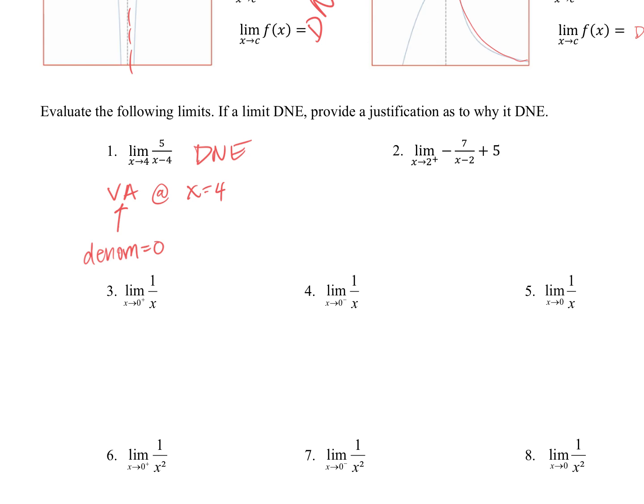Oh, this one. Where's it going to be a vertical asymptote on that guy? 2. So we know we've got a vertical asymptote at x is 2. And on this one, they said, well, I don't care about 2 totally. I only care about 2 from the positive side. But regardless, you guys, if I got a vertical asymptote, what am I doing?